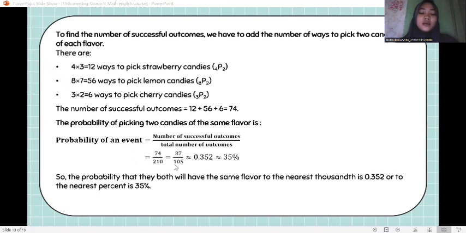37 divided by 105 equals 0.352. So the percent is 35%. So the probability that they both will have the same flavor, to the nearest thousandth, is 0.352, or to the nearest percent is 35%.